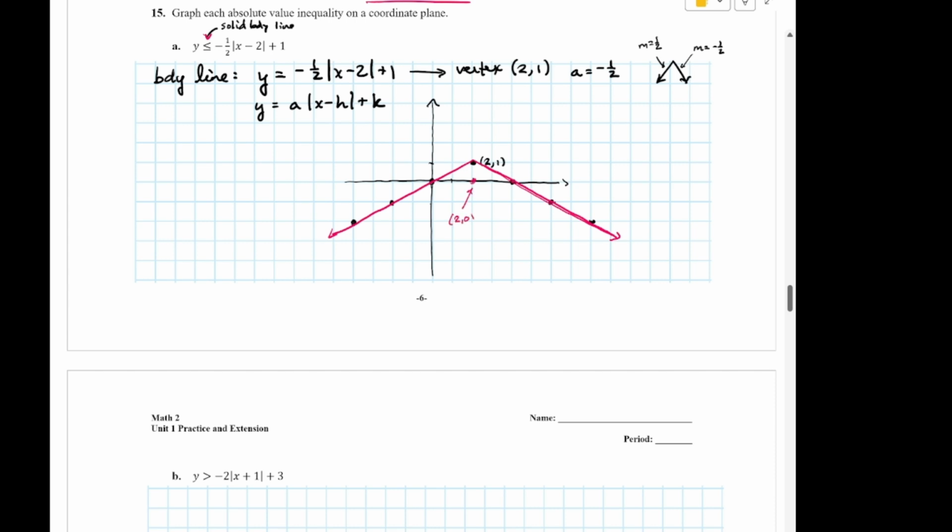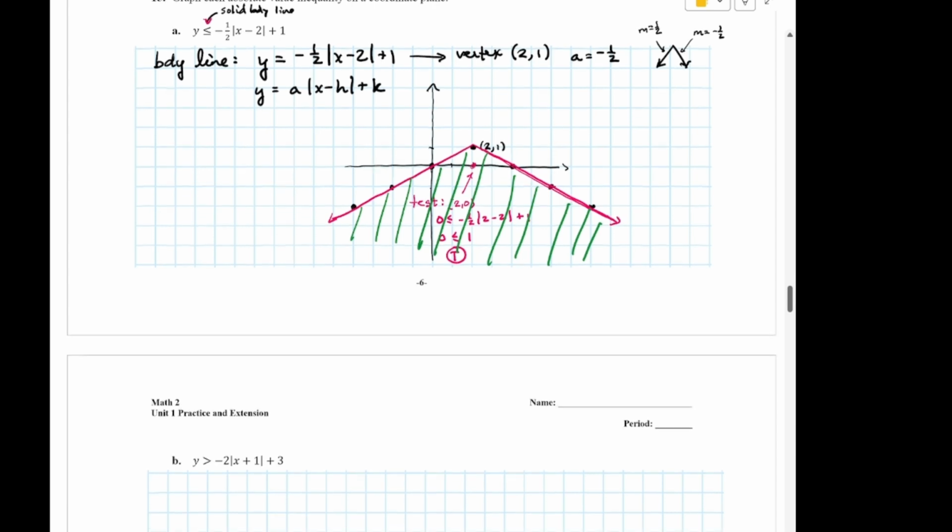So if I plug in (2, 0), we're going to test that in the original. So it's 0 is less than or equal to negative 1/2 times the absolute value of 2 minus 2, plus 1. That 0 is less than or equal to, and then this whole thing turns into a big old 0 plus 1. And that's true. So this is the side that I want to shade. There we go. Okay, so that's A.